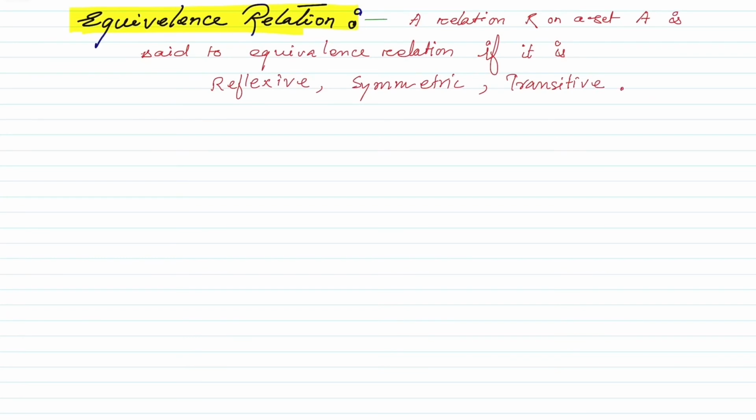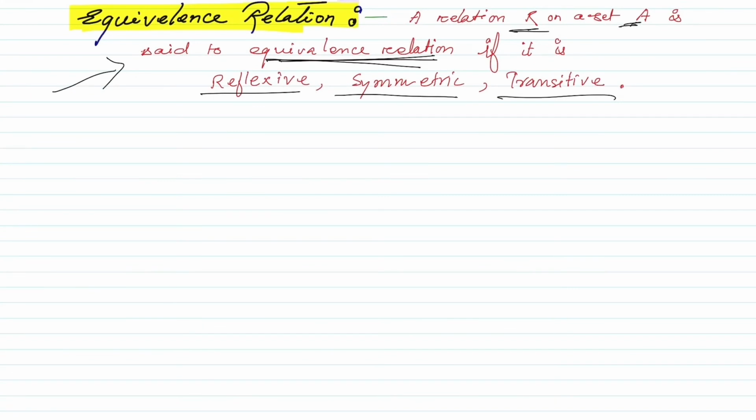Okay, also transitive. That means for a relation R on a set A to be an equivalence relation, it must satisfy the conditions to be reflexive, symmetric and transitive. Only in that case is it considered to be an equivalence relation. Now let me give you an example here.